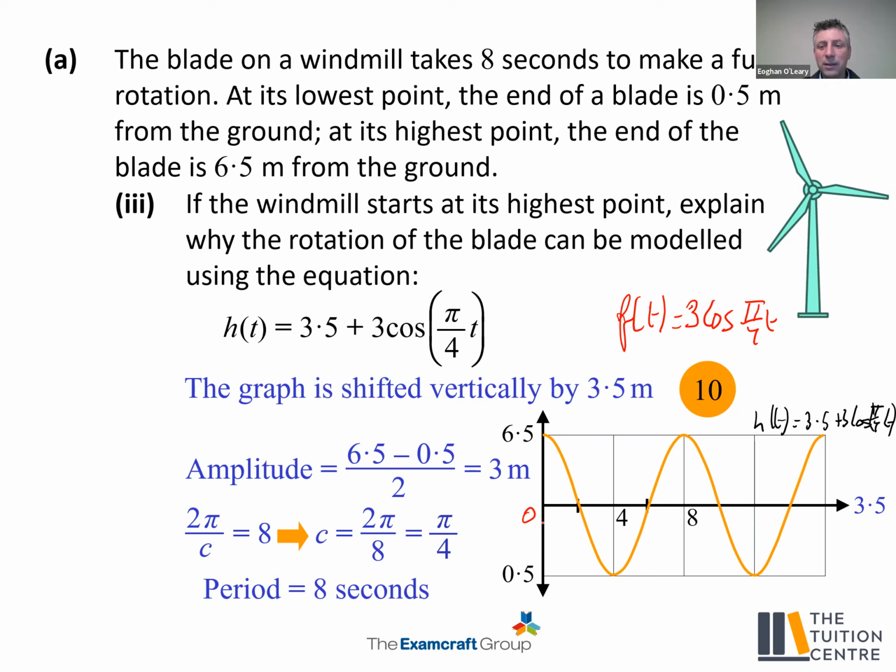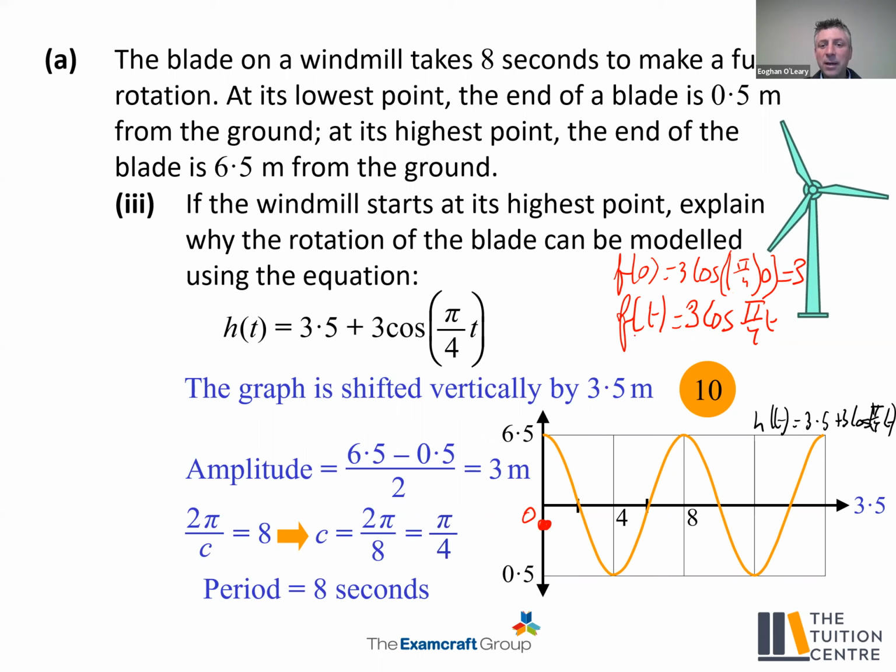then the cos of pi over 4 times 0, well, if it was f of t, we'd have 3 times the cos of pi over 4 times 0. And pi over 4 times 0 is 0. The cos of 0 would be 1. So 3 times 1 would be 3. So if that was the function, you'd be here at the point 0, 3.